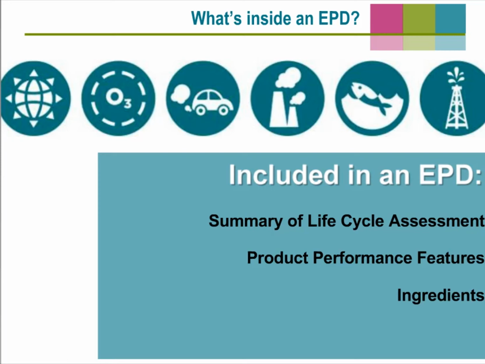An EPD discloses the ingredients and raw materials used to make a product, along with information on where the raw materials come from. Additionally, an EPD typically includes other environmental and health-related impacts that are of particular interest to the industry, which will utilize the EPD.